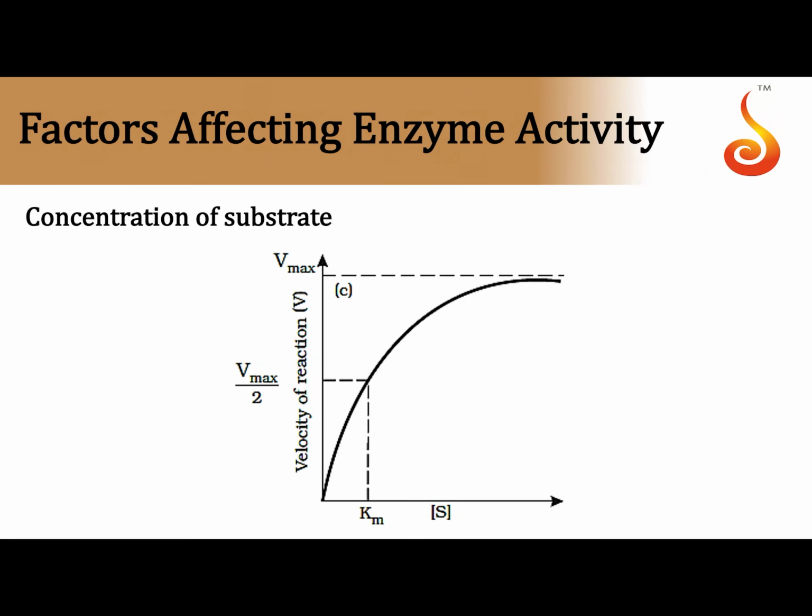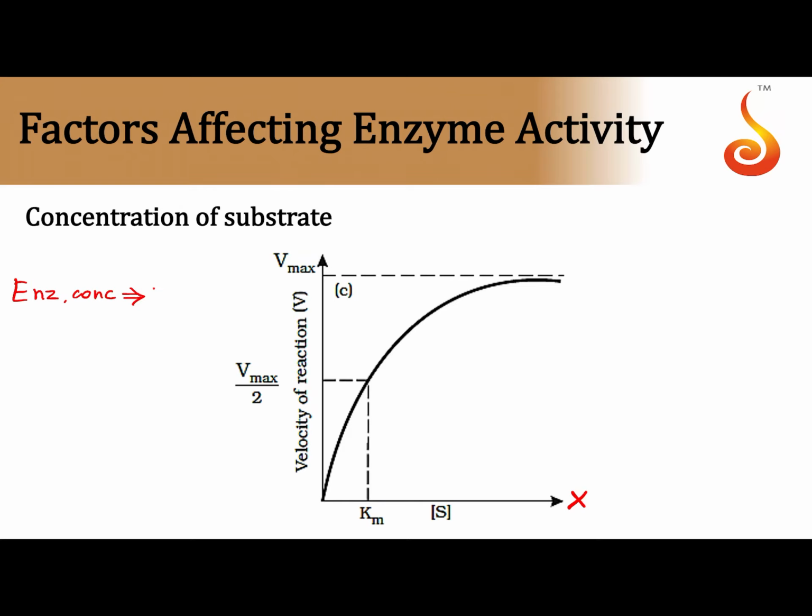So let us consider one important factor that plays a very important role in enzyme activity. It is the concentration of the substrate. So as you increase the concentration, notice that the x-axis is the concentration of the substrate and this curve represents the speed of the reaction or the velocity or how quickly the reaction is proceeding. You have kept the enzyme concentration constant over here.